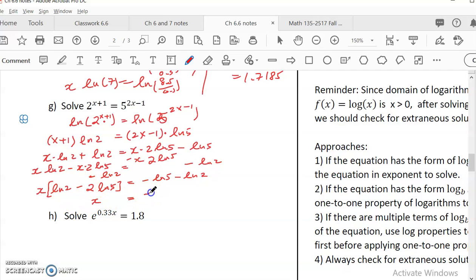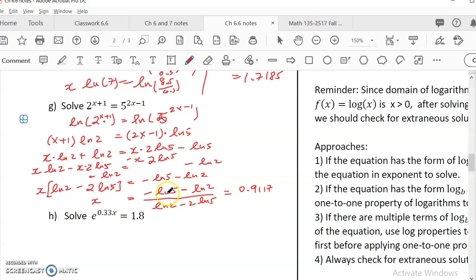Divide this whole thing on that side: negative ln 5 minus ln 2, divided by ln 2 minus 2 ln 5. So you can plug it in the calculator, but I like to combine it a little bit. After I put it in the calculator, I have 0.9117.